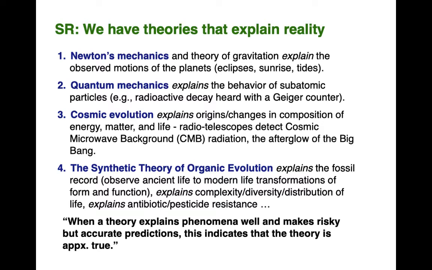Cosmic evolution explains the origins, changes, and the composition of energy, matter, and life. Radio telescopes detect cosmic microwave background radiation, the afterglow of the Big Bang. And finally, the synthetic theory of organic evolution explains the fossil record. We observe ancient life to modern life transformations of form and function. The theory of evolution explains complexity, diversity, and the distribution of life on Earth. It explains antibiotic, pesticide resistance. When a theory explains phenomena well and makes risky but accurate predictions, this indicates that the theory is approximately true.